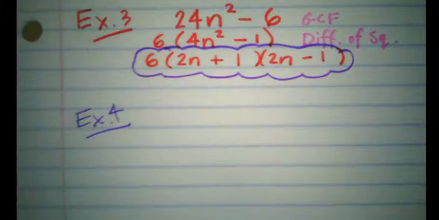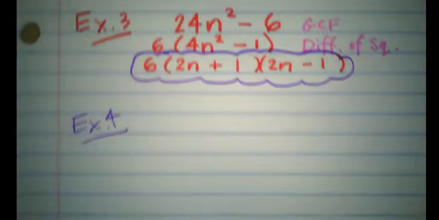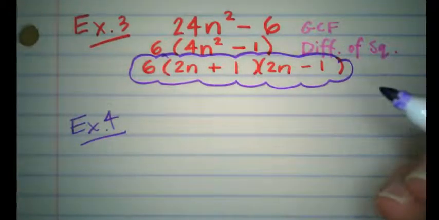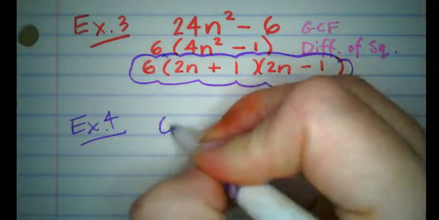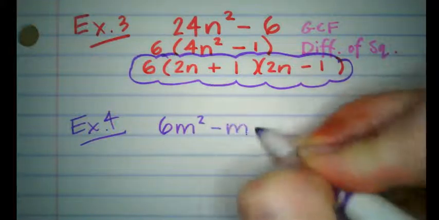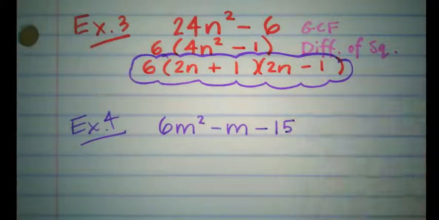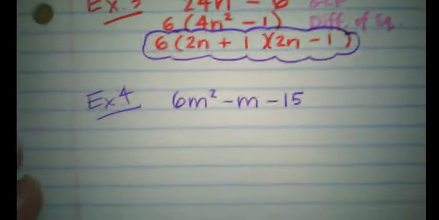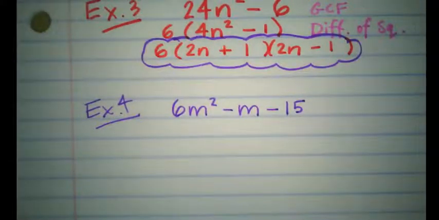Oh, let's see. How about, let's do 6m squared minus m minus 15. So first thing we always do is check for GCF. I don't see one. So we know that this isn't a GCF question.